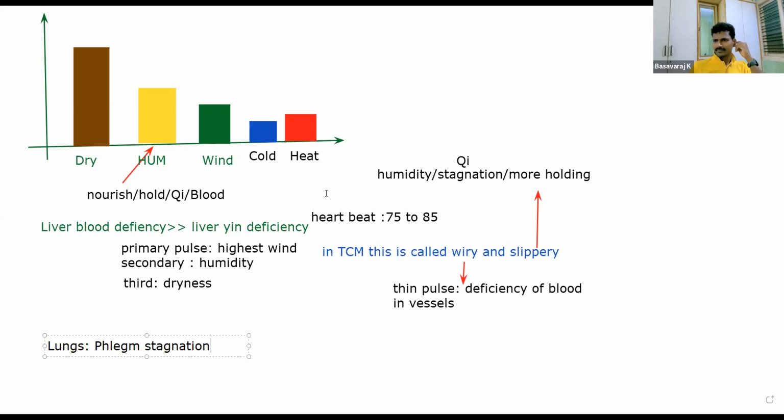Yeah. Depends upon the heartbeat, it will vary.